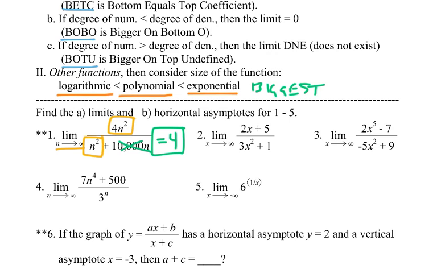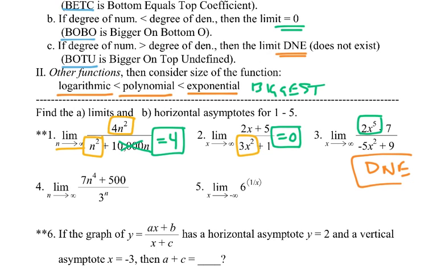In number 2, we have a squared on the bottom, and we have a first power on the top. So it's bigger on bottom, and when we have bigger on bottom, the limit is going to be 0. So our limit here is 0. For number 3, as you can see, it's bigger on top. We have x to the 5th on top, only x squared on bottom. So if it's bigger on top, it's undefined, which means the limit does not exist. That's Boat-U. So I'm going to write DNE for number 3.